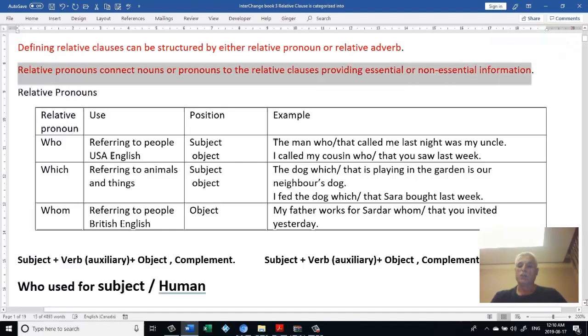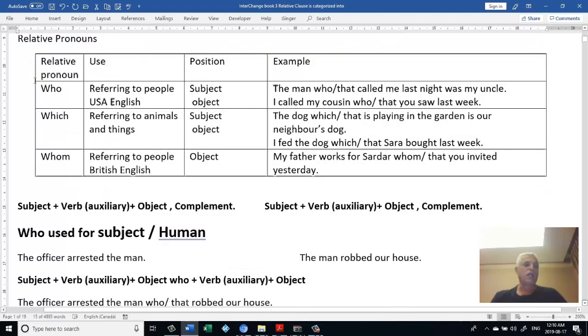We have relative pronouns divided into three kinds. We have who, which refers to people in American English, and could come as a subject or as an object. For example, the man who, or you could say that, called me last night was my uncle. The second one, I called my cousin who, or that, you saw last week.